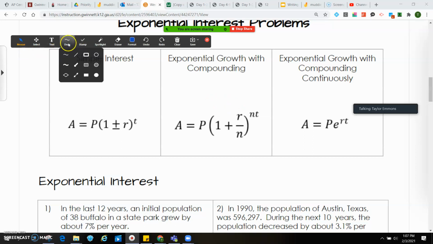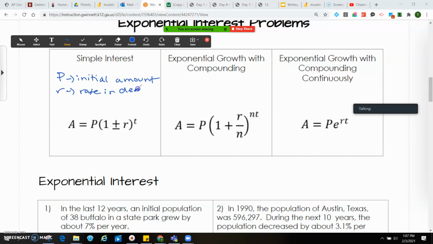Right, so we've got the three different equations. Okay, so we've got simple interest. Your R is your rate in decimal. Your T is your time in years. And your A is your final amount. Okay?